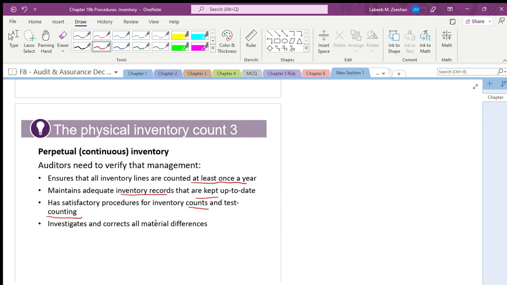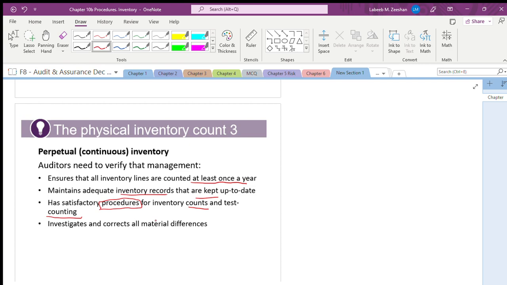Whenever we are talking about the procedures, what is the procedure we will do for inventory counts? First and foremost, when you are talking about the inventory count, you have to take the instructions from the management. That's the most important thing.